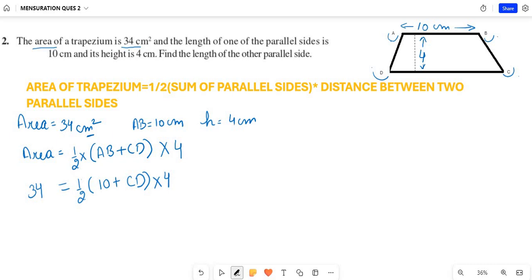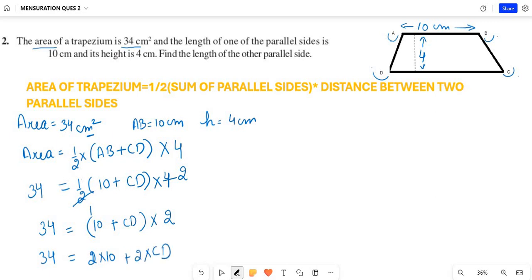So since 1 by 2 is in multiplication with 4, you can cut in this way. 2 ones are 2 and 2 twos are 4. So you get 34 is equal to 10 plus CD, put the brackets, multiply 2. Now you can open the brackets. So 34 is equal to 2 into 10 plus 2 into CD. You can take 2 in the division as well. You can simply divide 34 by 2, so you get 17, or you can simply open the bracket as well.